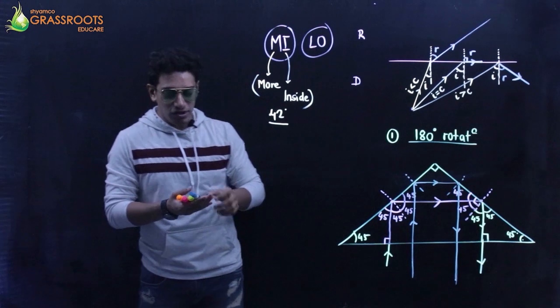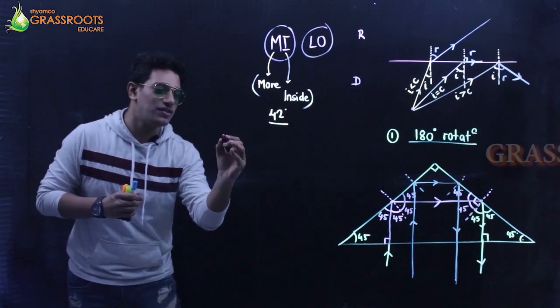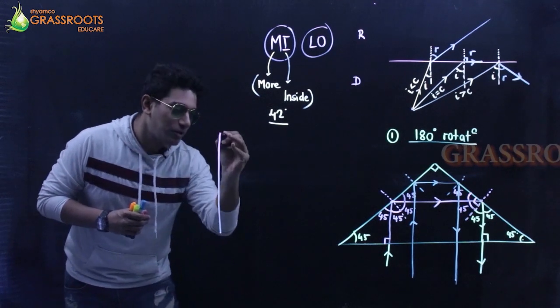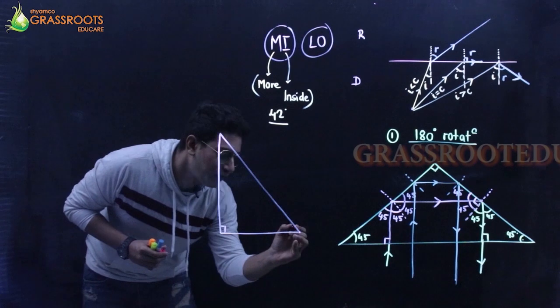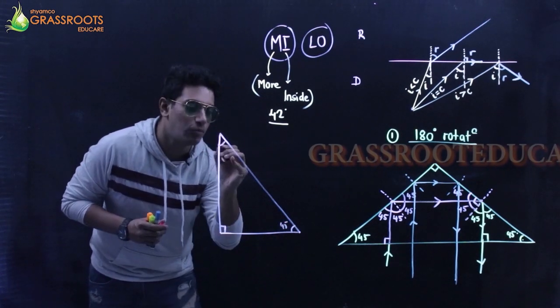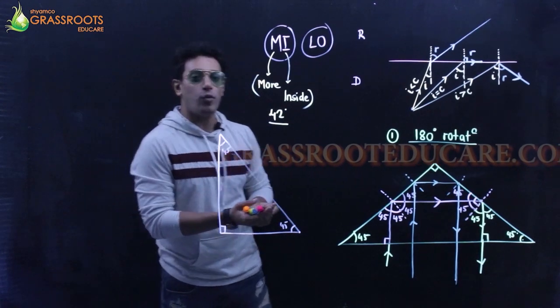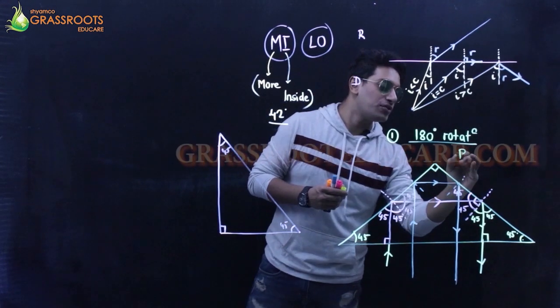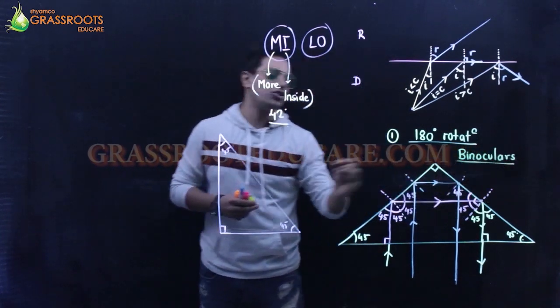If I talk about another diagram with a 90 degree rotation, it looks like this. So you take a prism, again 90, 45, 45. This was a 180 rotation. The use of a 180 rotation is in binoculars. This is one of the applications I've written.